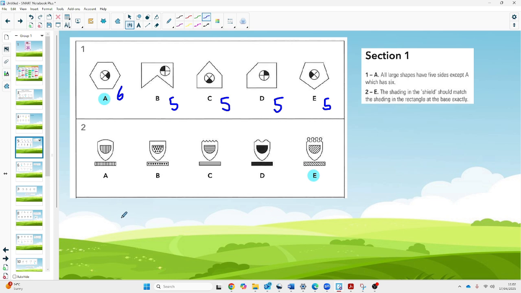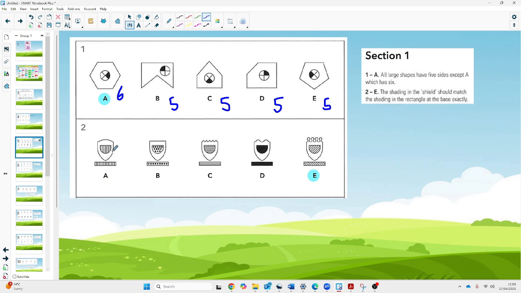Question 2, we're looking here at the shields and the shadings, and what we'll notice here is inside the shield, the shading of the smaller shape inside needs to correspond with the shading on the rectangle on the outside.